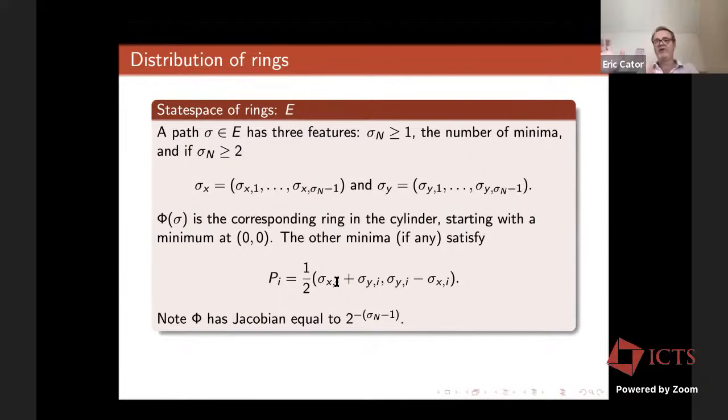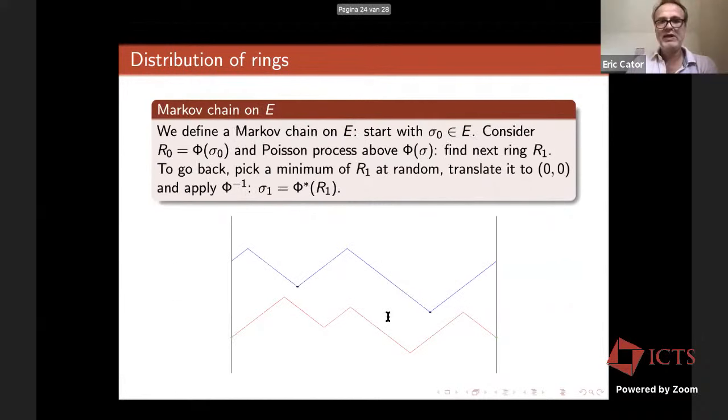And then you have sigma n minus 1 copies of that, which is why you get this power. Okay, so phi maps sigma into the cylinder. And then we need this Markov chain. So we start with sigma, we map it into the cylinder, and you get this red path here, which you call R0.